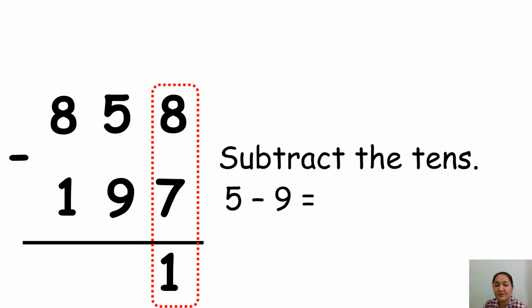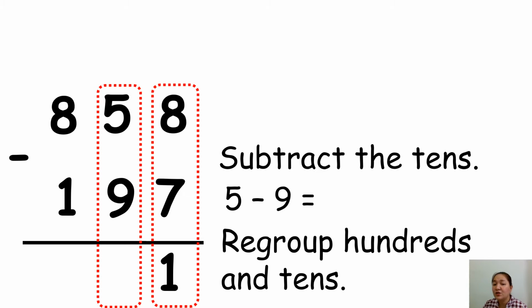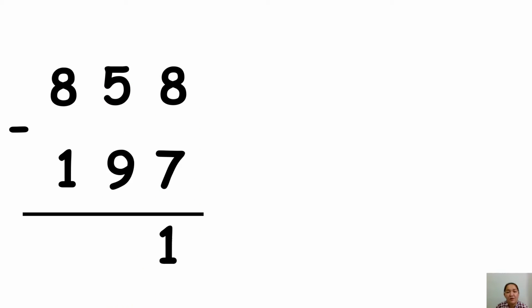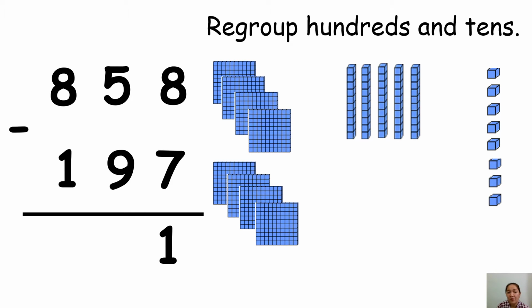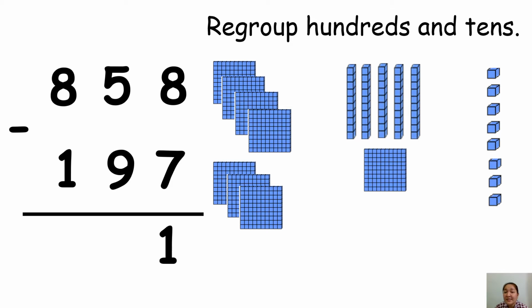Next, subtract the tens. 5 minus 9 cannot be because we cannot take away 9 from 5. So what are we going to do? We're going to regroup hundreds and tens. Now we're going to borrow 100 and add it up to our 5 tenths. So how many tenths do we have now? We'll have 15 tenths. So we're going to write there 15 tenths. And 8 will become 700. So this becomes 700.